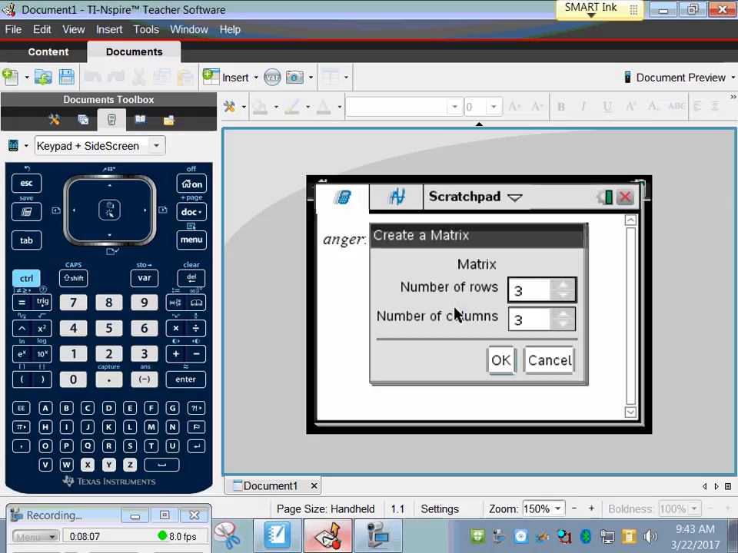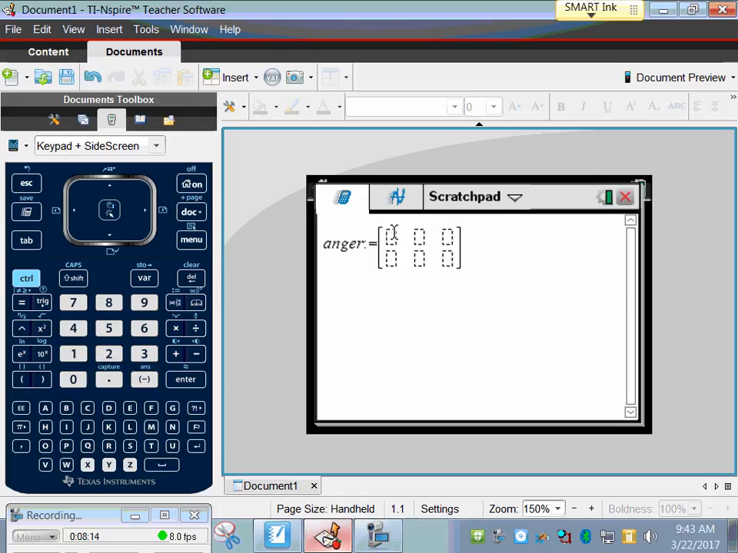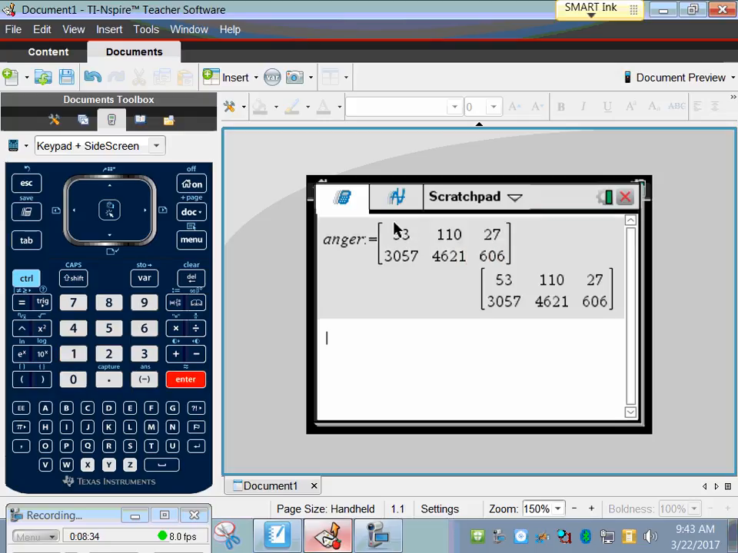And we need a certain number of rows and columns. What is this one? It is 2 by 3. There's 2 rows and 3 columns. And then we have to enter it in. So it's 53. Press tab to go between them. 110, 27, 30, 57, 46, 21, 606. All right, never enter the totals. You just enter the data. Okay, and then you just press enter and it stores it as that matrix.